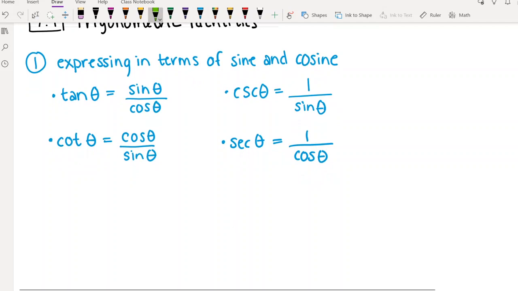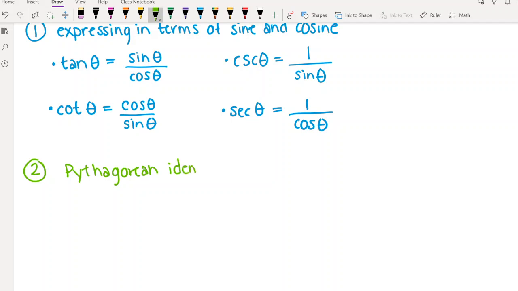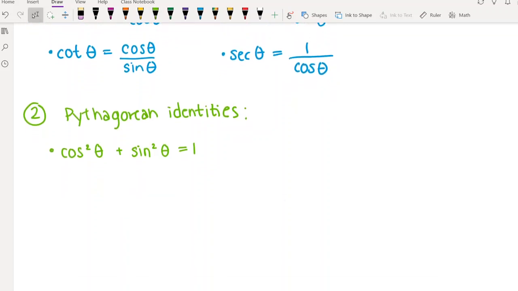The other types that we talked about were what are called the Pythagorean identities. The most important one to know is cosine squared of theta plus sine squared of theta is equal to 1. That comes from the unit circle equation and the fact that cosine and sine are the x and y coordinates on the unit circle.